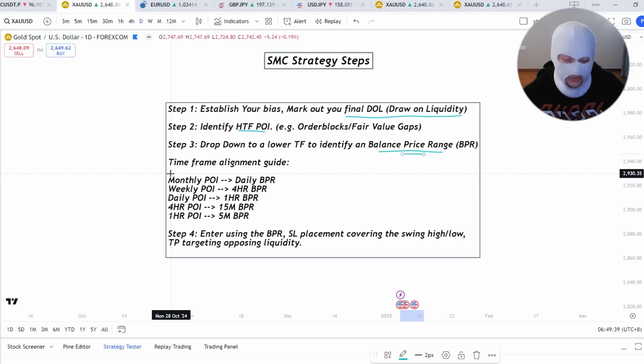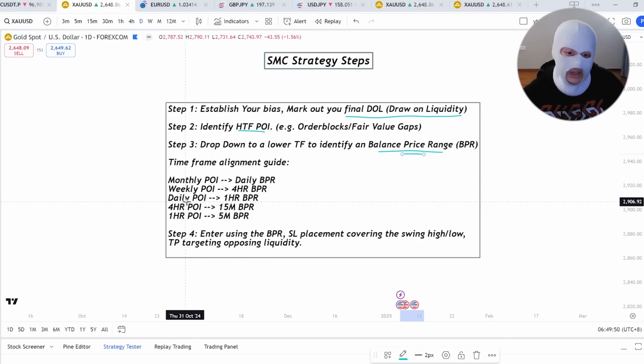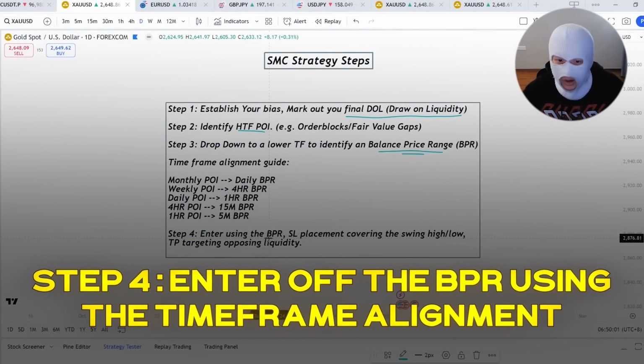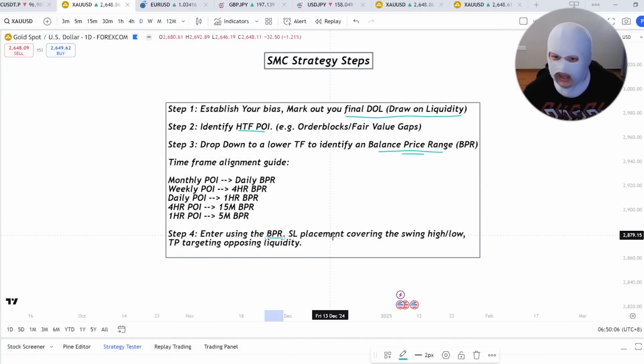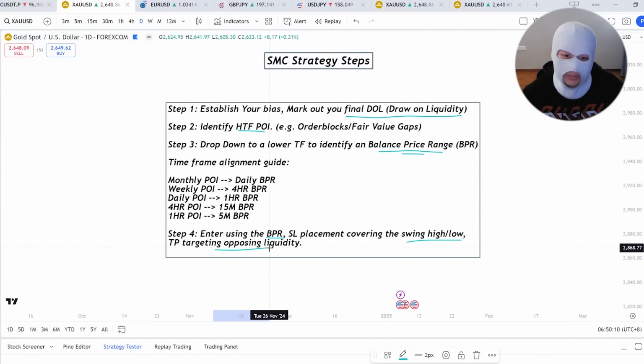For the monthly time frame point of interest, you want to use a daily balanced price range or a BPR. A weekly POI, you want to use a 4-hour BPR. Daily POI, you use a 1-hour BPR. 4-hour POI, 15-minute BPR. 1-hour POI, 5-minute BPR. Step 4. Enter off the BPR using the time frame alignment that I've just mentioned, with stop loss placed at a swing low or high, targeting the opposing liquidity pool.